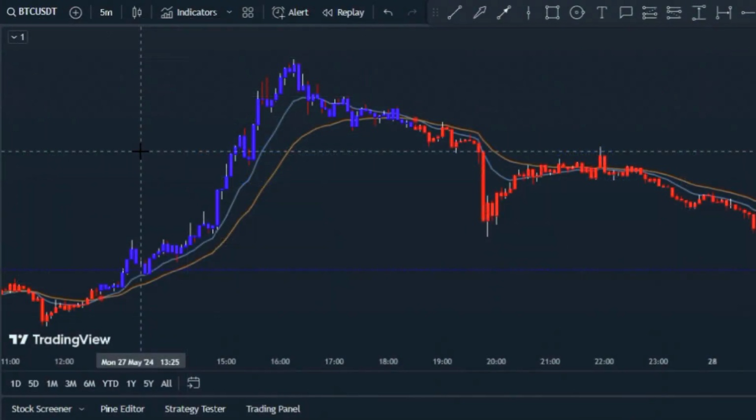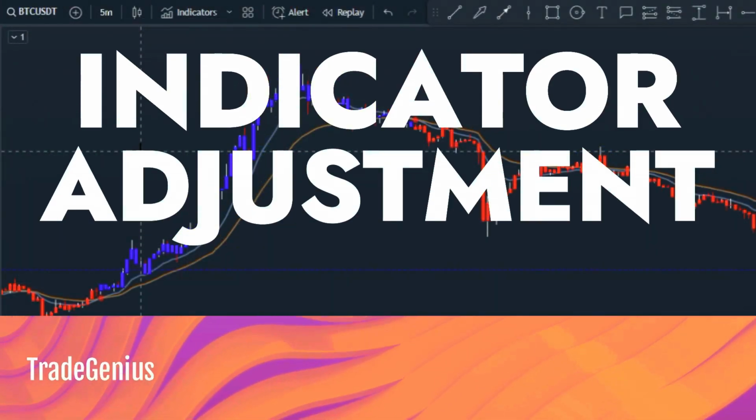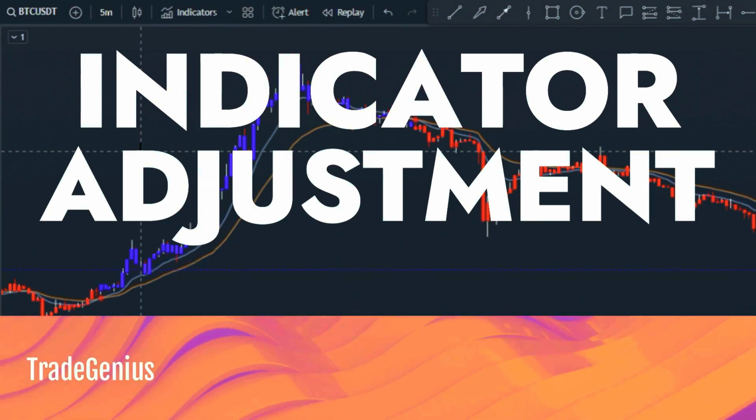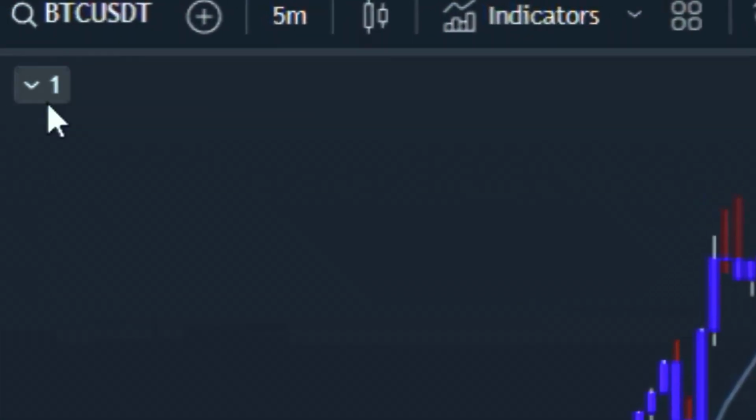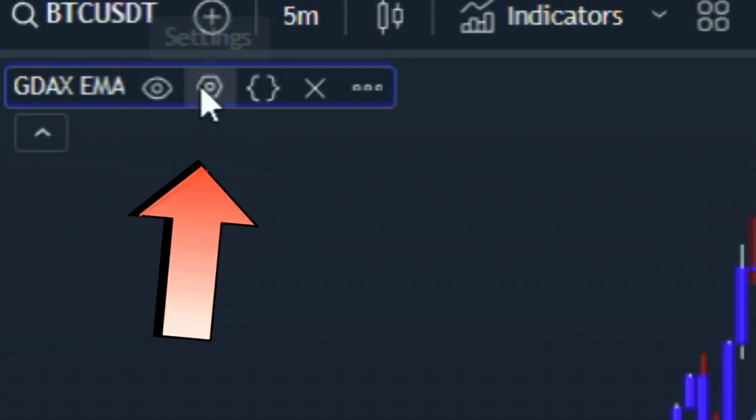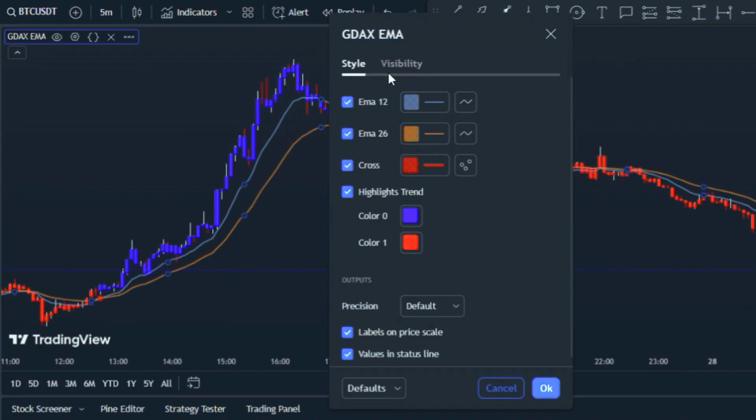To make it work like a charm, we'll need to play around with its settings. Don't worry, I've discovered the ideal configuration for the JDX EMA Cross Indicator. Just keep up with me as I guide you through setting it up for peak performance.